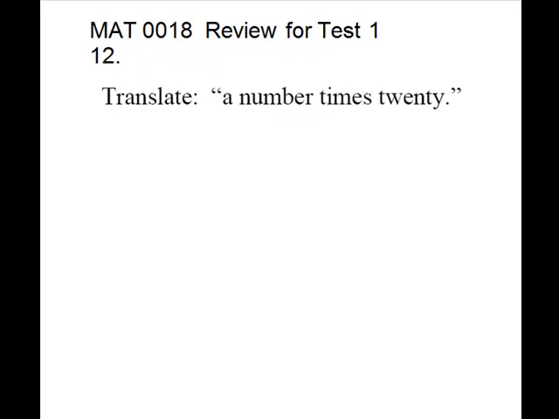Next, we'd have a translation. We're going to switch the words over to symbols. So we look for our operation word, which is times. Times means multiplication. And so we have a number times 20. For any time we see the word a number, we're going to put a variable. So you could put any variable you want. I'll just use x. So if I'm going straight in order, I might write x times 20.